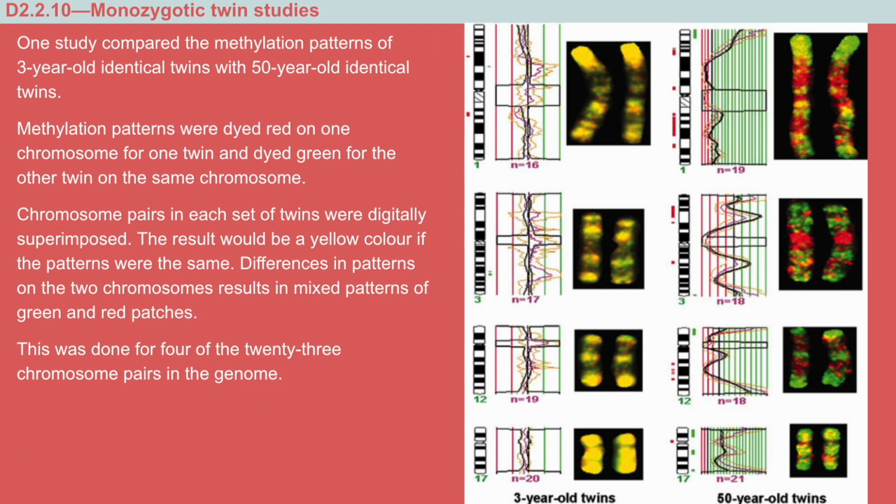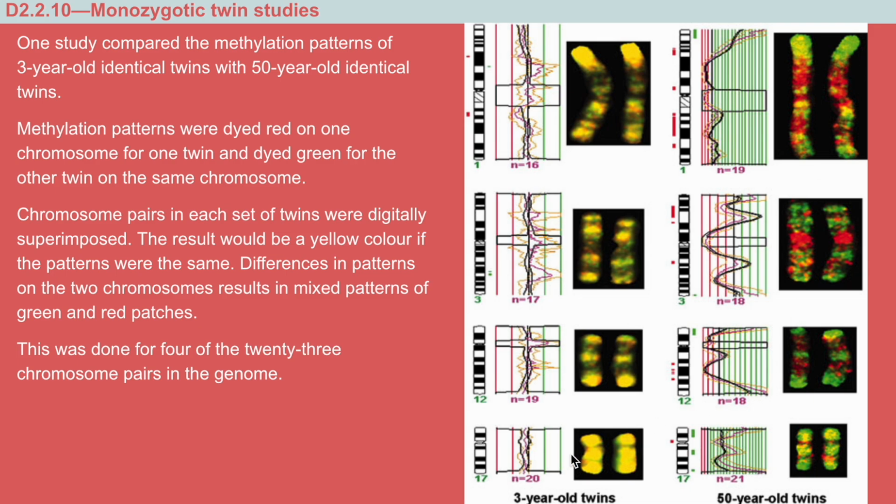So here we have a study that compared methylation patterns of 3-year-old identical twins and 50-year-old identical twins. Methylation patterns were dyed red on one chromosome for one twin and green on the other. We can see that the 3-year-old twins have very few differences. There's very few methyl groups that are different from each other. There's a lot of yellow, which is the same as the other one. Note that by the time this set of twins got to be 50, there is a ton of red and green, indicating methylation that's on one twin and not on the other twin.